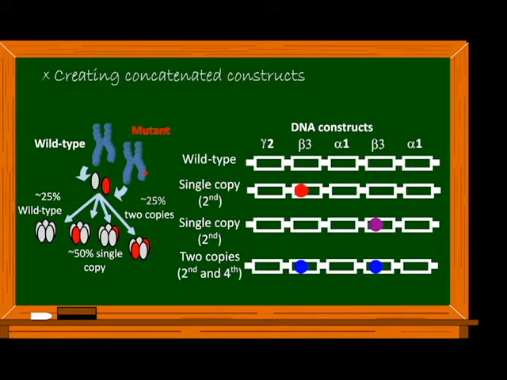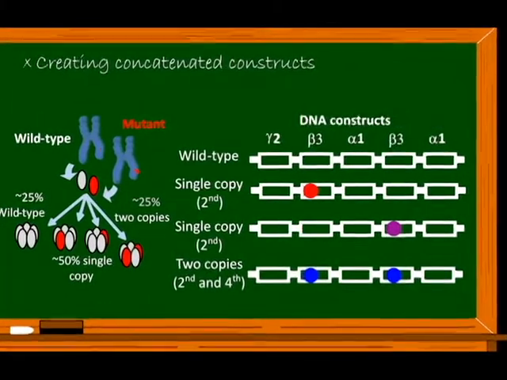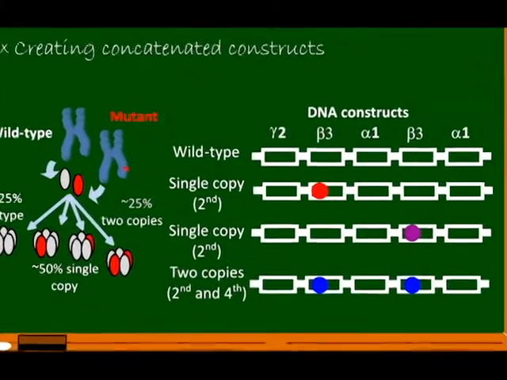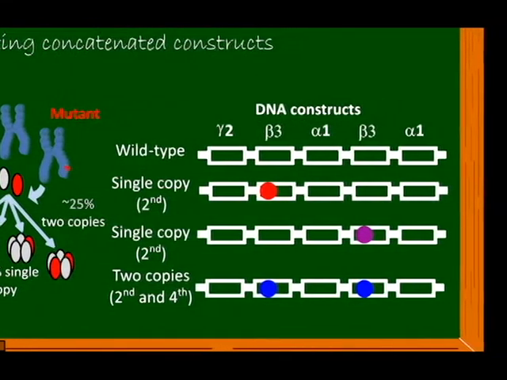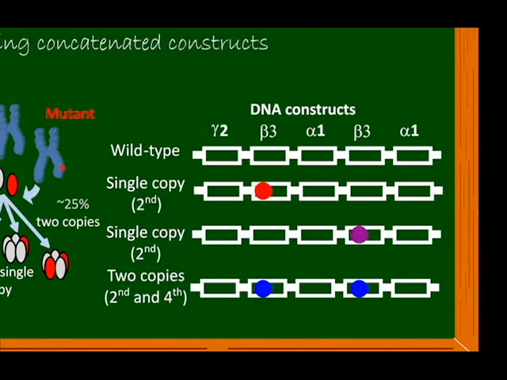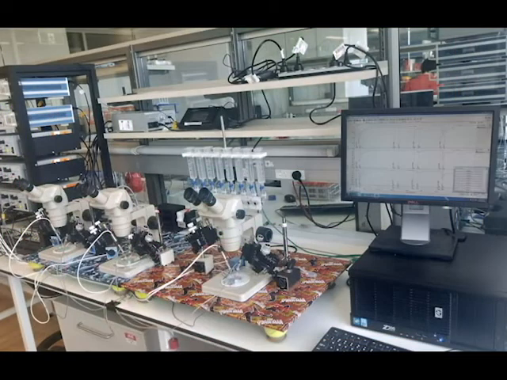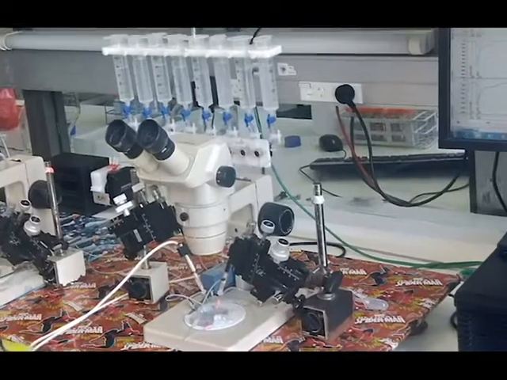As the variants were de novo, we created concatenated receptor constructs with 1 copy of the variant or 2 copies of the variant to replicate the receptors that are created in vivo. We then injected the RNA into Xenopus oocytes and waited 2 to 4 days for the receptors to be expressed. Here is the equipment we use in our lab to measure the activity of the wild-type and variant receptors using the 2-electrode voltage clamp technique.